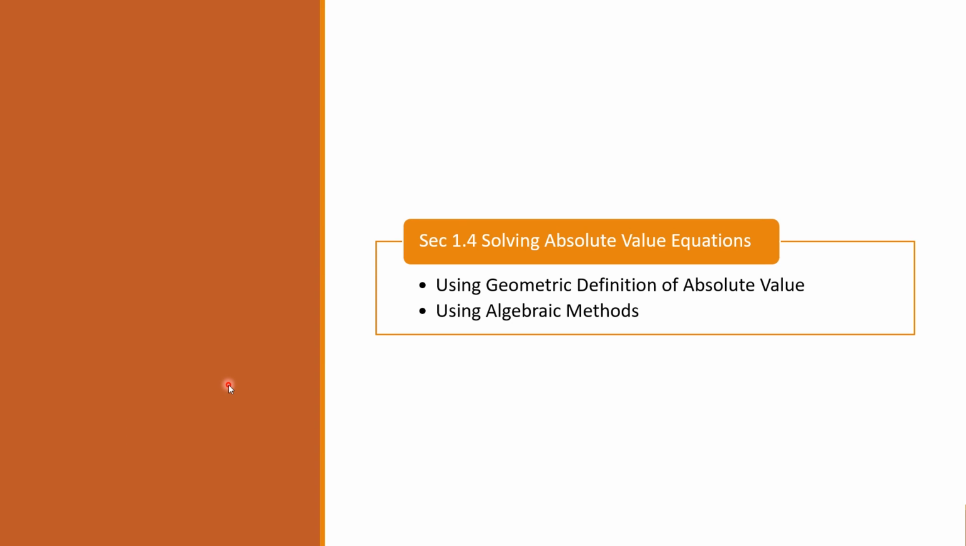Okay, this is section 1.4, solving absolute value equations, and we're going to look at two different methods. First of all, to give you a background, we're going to use geometric definitions of absolute value to talk about what absolute value means geometrically with a number line, and then use that definition to help us build and then solve using algebraic methods.